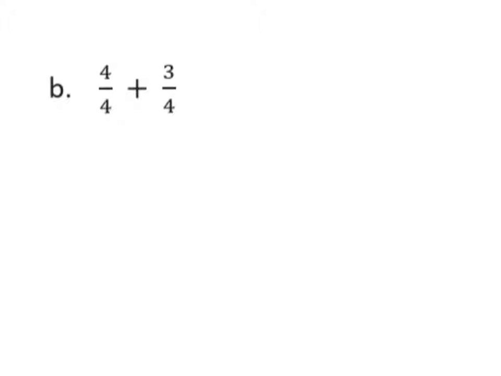Look at number 6. It says to solve and use a number bond to decompose the sum. We need to record our final answer as a mixed number. Look at letter B, 4/4 plus 3/4. First we need to add the numerators. 4 plus 3 equals 7. The denominator stays the same, so my answer is 7/4.